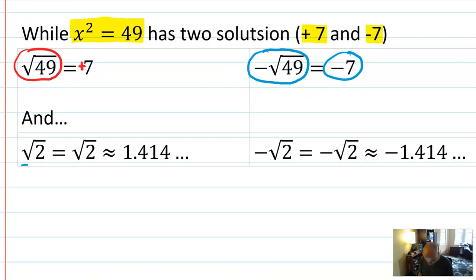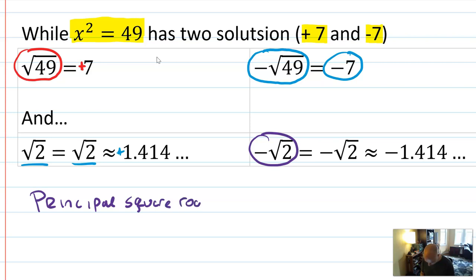So square root of 2 doesn't reduce. It's better to just write it as square root of 2. But you should know that that's the positive square root of 2 when it's written there, positive 1.4, whatever. If I want you to think about the negative number, negative 1.4, whatever, I need to write negative square root of 2. And so that's the rule, and that's called the principal square root rule, or the principal root rule, and the positive root is called the principal square root.